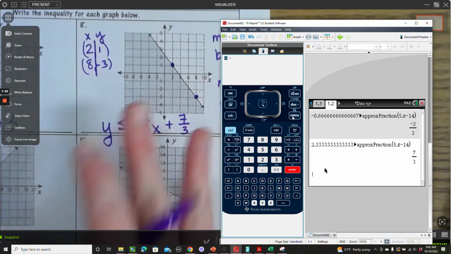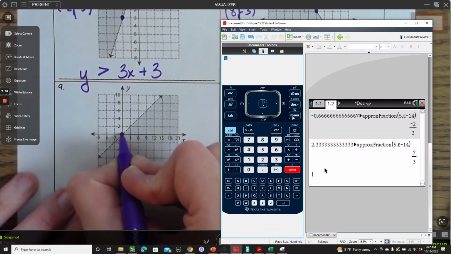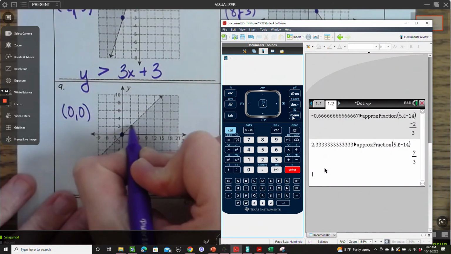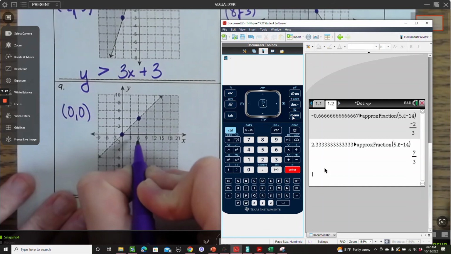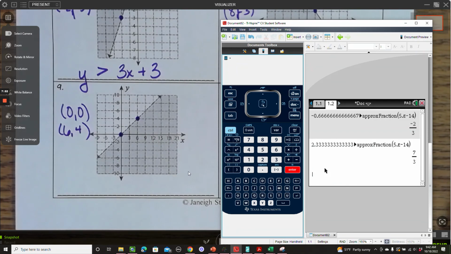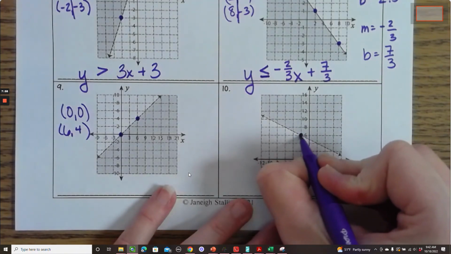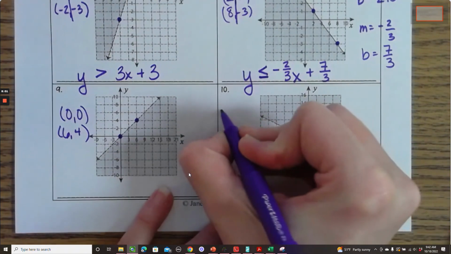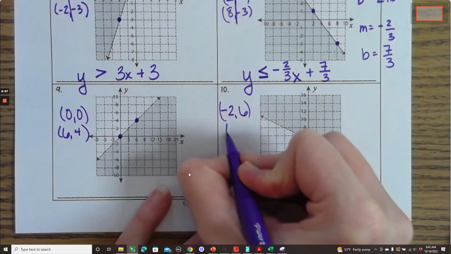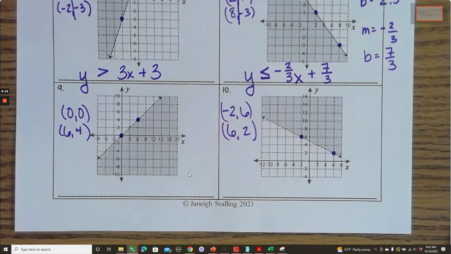If the y values are increasing, they keep getting bigger and bigger, it's going to be the greater than symbol. So on these last two that I left you, we're going to pick out the points because I know picking out the points is hard. So we've got this first point here at 0, 0. And then we've got a good point here at 6, 4. Remember the x comes first. So there's two nice pretty points for that one. And then for 10, we've got a good point here at negative 2, 6, and then a good point here at 6, 2. Those are good ordered pairs that you can use to do the linear regression with.